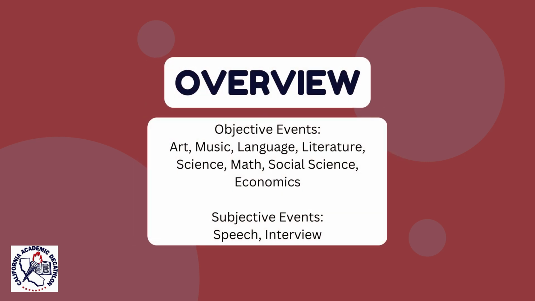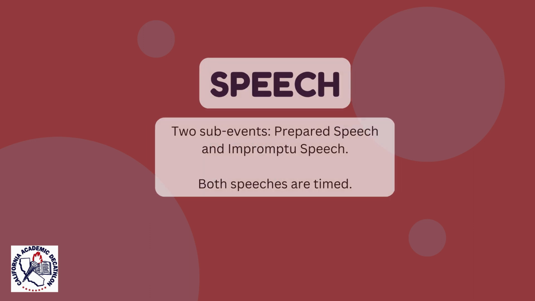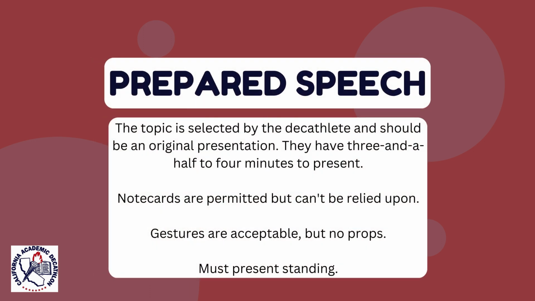Students compete in a variety of events including art, music, language, literature, science, math, social science, and economics. These events are objective, while the speech and interview events are subjective. During the speech event, there are 2 sub-events: a prepared speech and an impromptu speech that students deliver to a panel of 2 to 3 judges. Both speeches are timed. For the prepared speech, the topic is selected by the decathlete, which is then approved by the coach. It is original work created by the student and cannot be a recycled speech from a previous year.